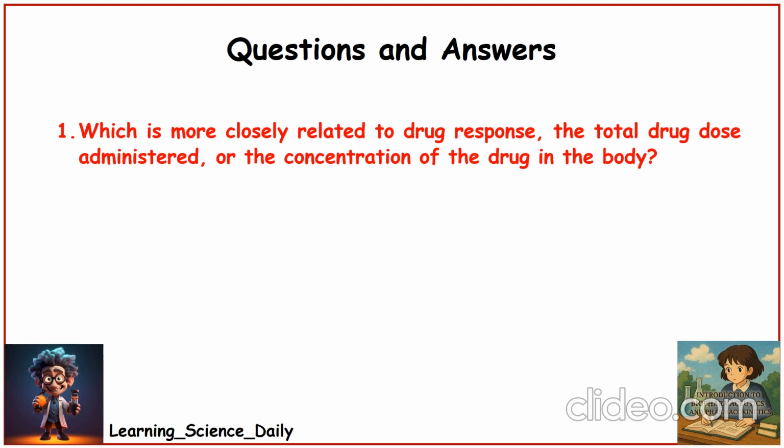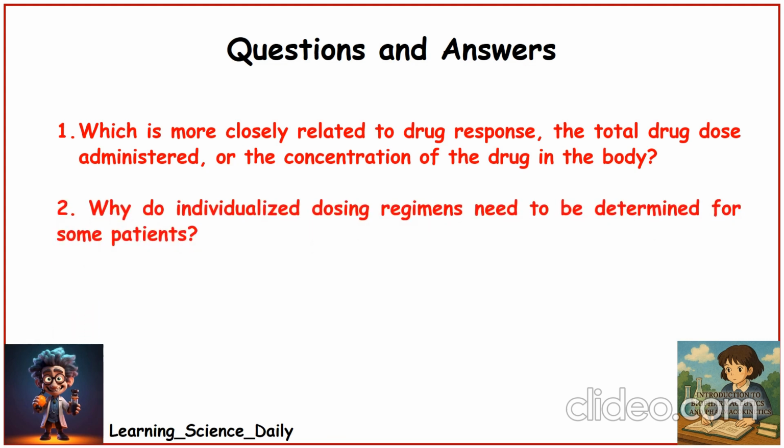Now, time for question 2. Why do individualized dosing regimens need to be determined for some patients? And the answer is, individualized dosing regimens are needed for some patients because people can process and respond to drugs differently based on their genetics, age, weight, organ function, or other health conditions. A standard dose may be too strong for one person and too weak for another, so adjusting the dose helps achieve the best effect while avoiding side effects.